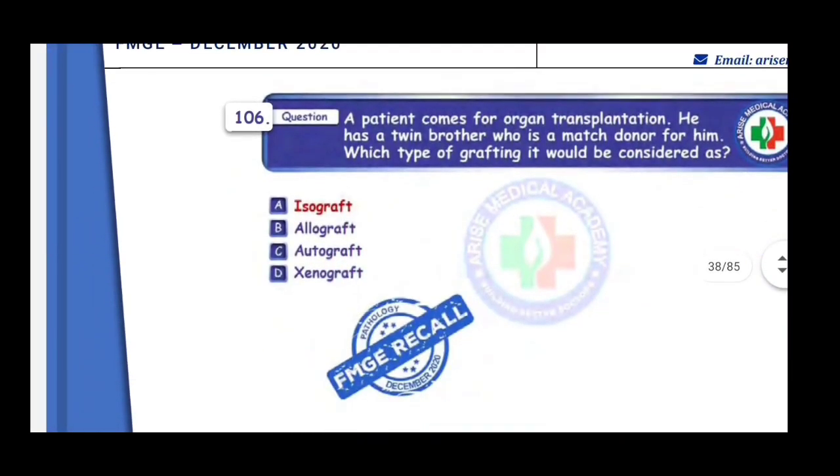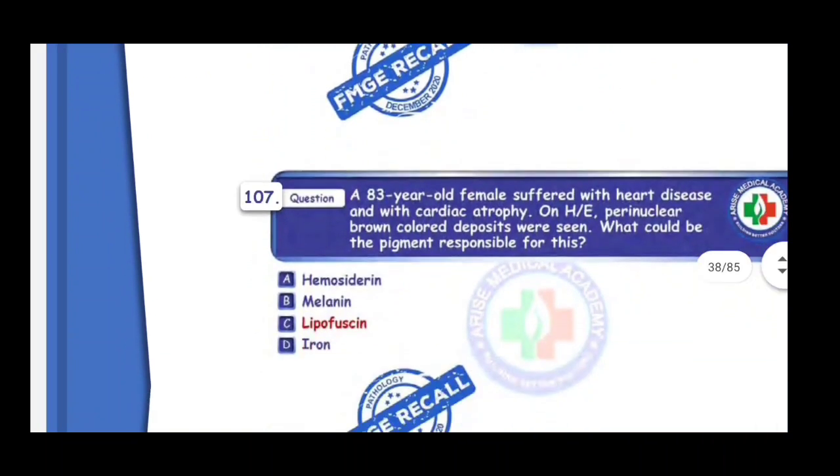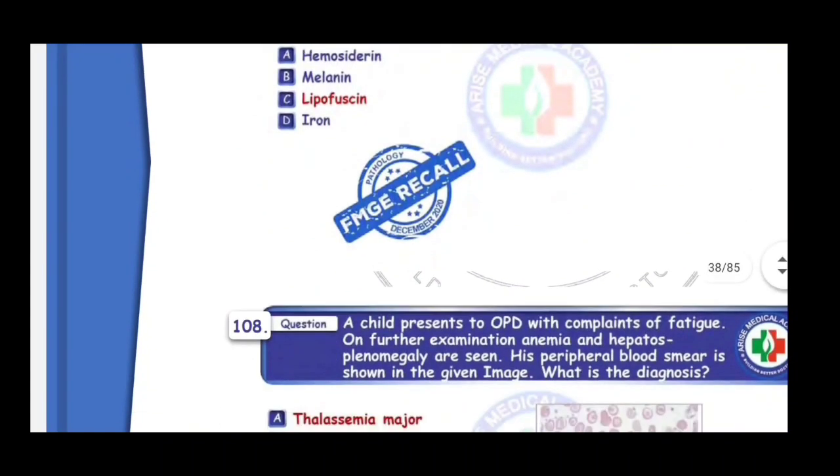Next one, a patient comes for organ transplantation. He has a twin brother who is a match donor for him, and which type of grafting would it be considered as? Isograft. An 80-year-old female suffered with heart disease and with cardiac atrophy. On histological examination, perinuclear brown color deposits were seen. What could be the pigment responsible for this? Lipofuscin.